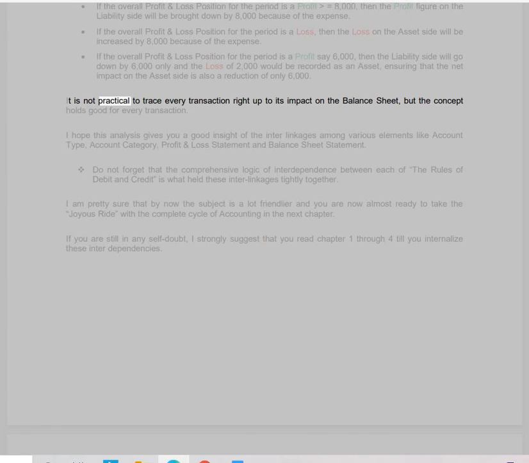It is not practical to trace every transaction right up to its impact on the balance sheet, but the concept holds good for every transaction. I hope this analysis gives you a good insight of the interlinkages among various elements like account type, account category, profit and loss statement, and balance sheet statement. Do not forget that the comprehensive logic of interdependence between each of the rules of debit and credit is what held these interlinkages tightly together.